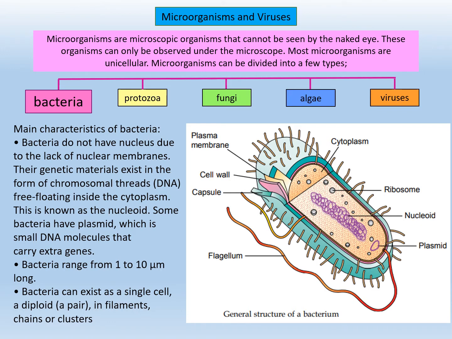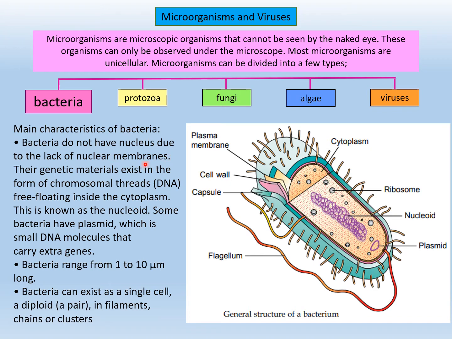Microorganisms and viruses. Microorganisms are microscopic organisms that cannot be seen by the naked eyes. These organisms can only be observed under the microscope. Most microorganisms are unicellular. Microorganisms can be divided into a few types: bacteria, protozoa, fungi, algae, and viruses. Okay, we look at bacteria first.